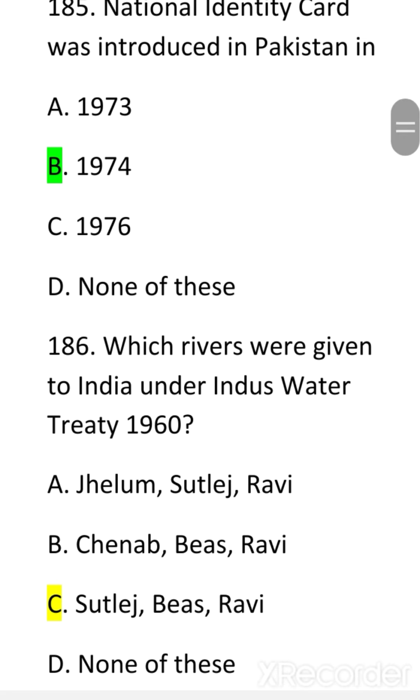Question number 185. National Identity Card was introduced in Pakistan in option A 1973, B 1974, C 1976, D none of these. Correct option is B 1974.